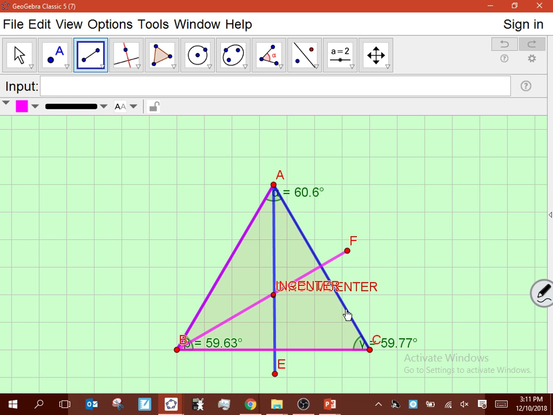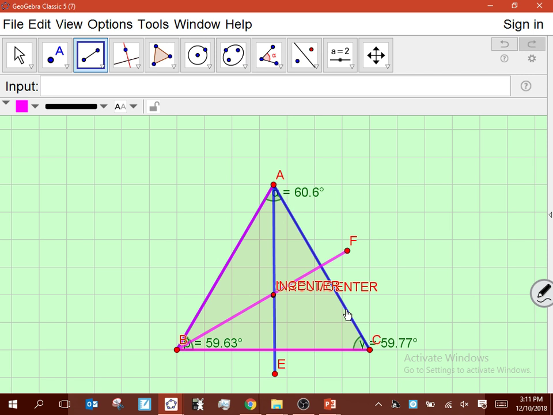Okay? So these are features that we have to be able to understand and interpret because we're going to use them consistently throughout the year. So the in-center, equidistant from all three sides. Circumcenter, equidistant from all three vertices. Those might be two phrases you want to write down. Circumcenter, equidistant from all three vertices. In-center, equidistant from all three sides. And then in equilateral triangles, they can be the same point.